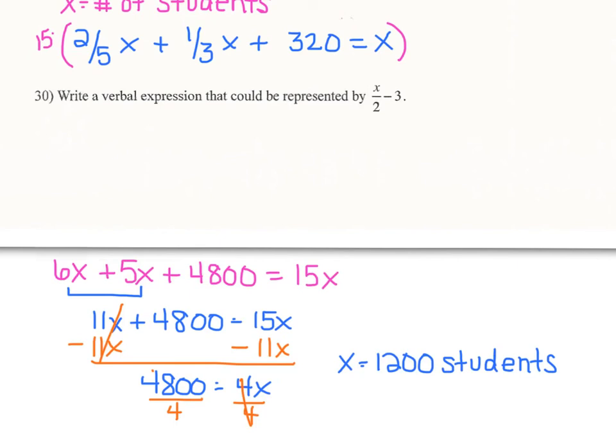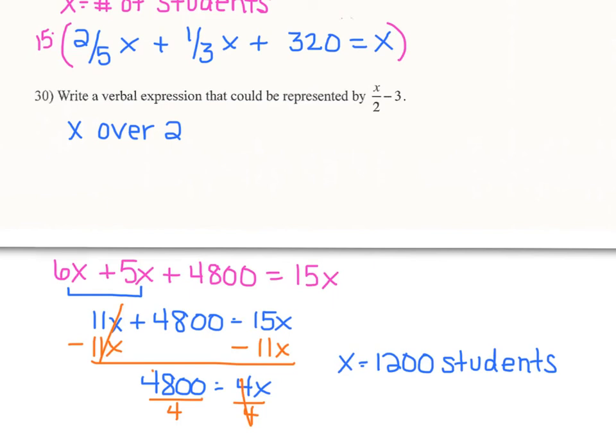And then let's look at number 30. Number 30, I just want you to practice writing these things in words. So you've got x over 2 minus 3. Actually, the words I just said would be a perfectly fine way to write that in words. Again, you're looking for your operation words. So division, we could just say x over 2. You could also say x divided by 2. You could say the quotient of x and 2.